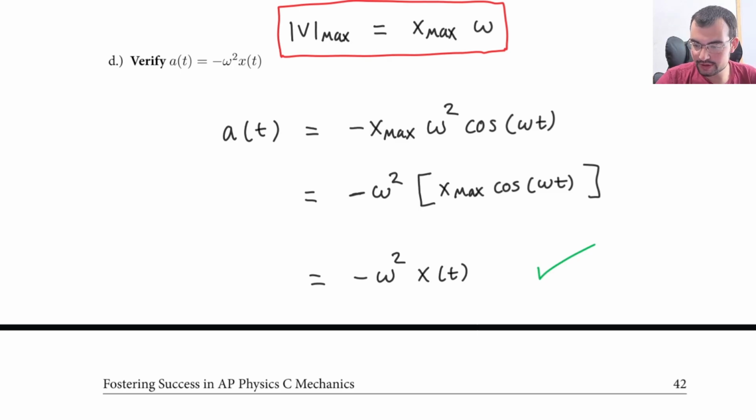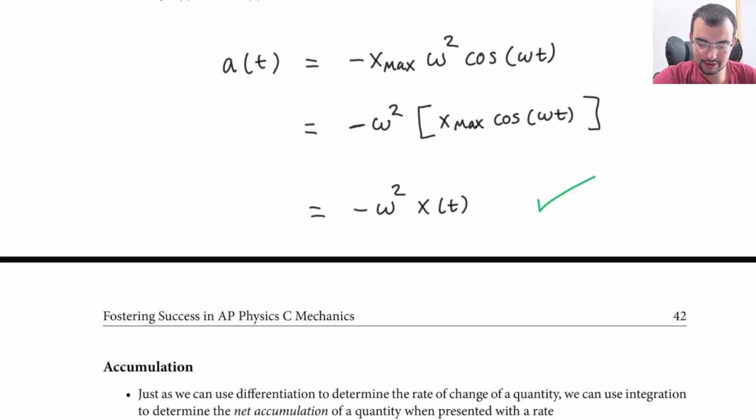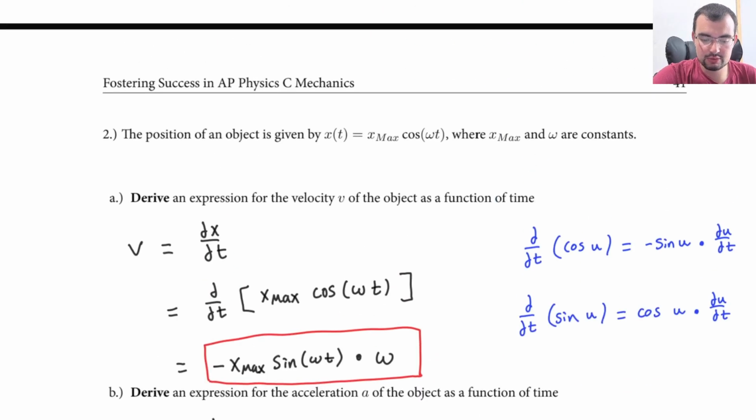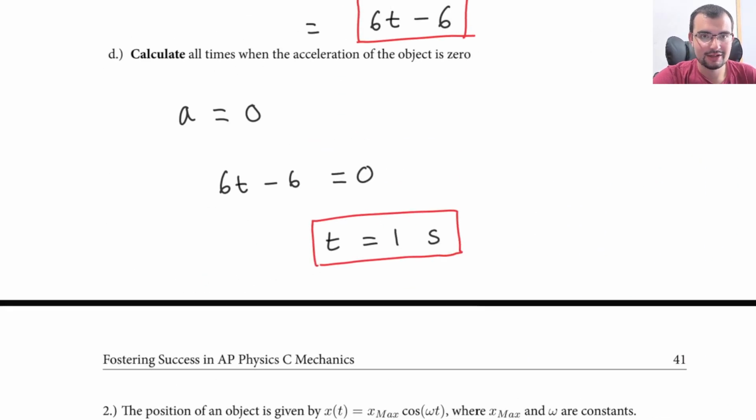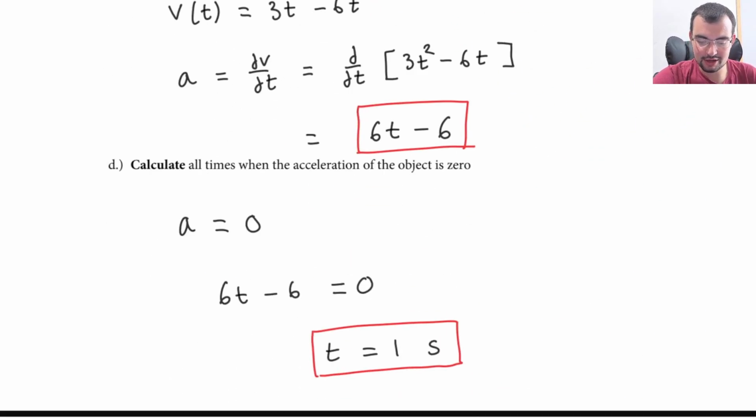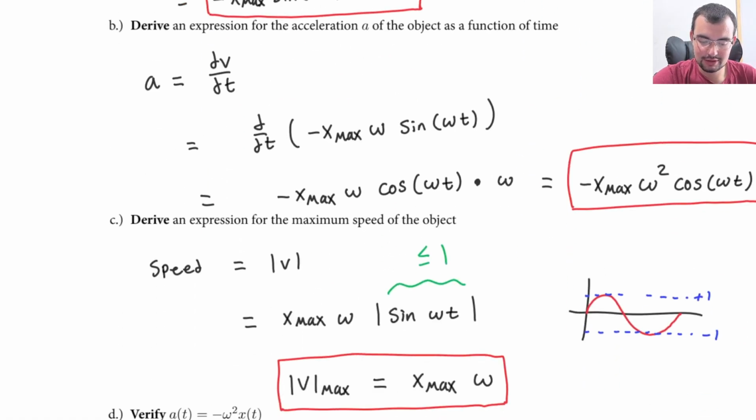So we have showed that for this trig function type motion, the acceleration is proportional to the negative of the position. I call this going forward, where we just take rates of change. There's not much more you could be asked kinematics-wise of just doing this.